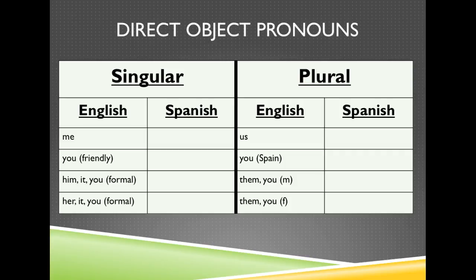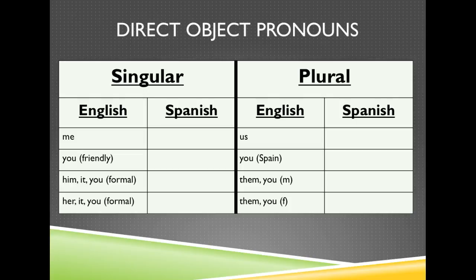You should have a chart similar to this in your notes. Let's go ahead and fill this in. The direct object pronouns, if you're talking about an action that's being done toward one person or thing, are on the left side, so those are your singular direct object pronouns, and the plural direct object pronouns will be on the right side.